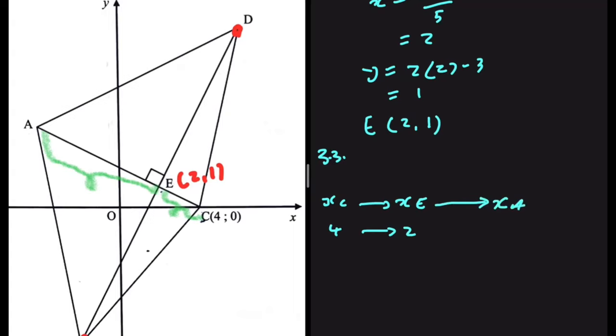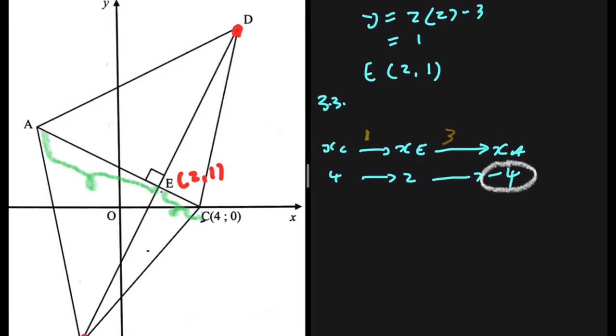From X of C to X of E, we moved 2 units to the left. Our ratio is 1 is to 3. If we move 2 units to the left, then from x of E to x of A, we need to move 2 units to the left multiplied by 3. So we have 2 minus 6, which is minus 4. So that is how we can find the x value of A.